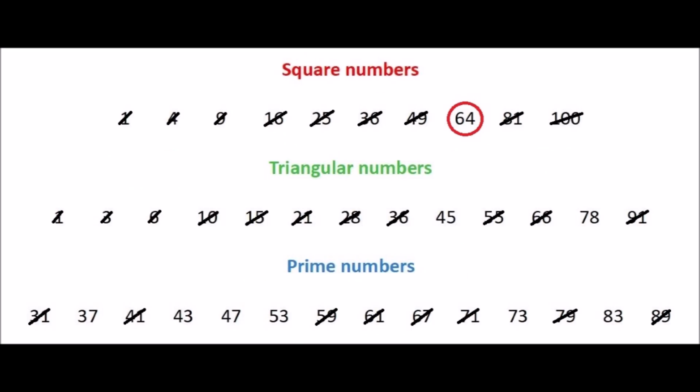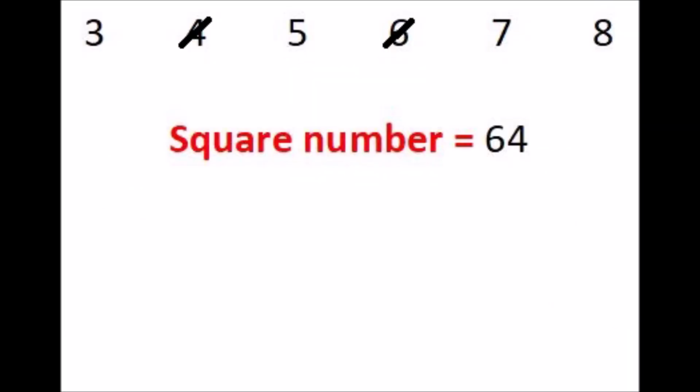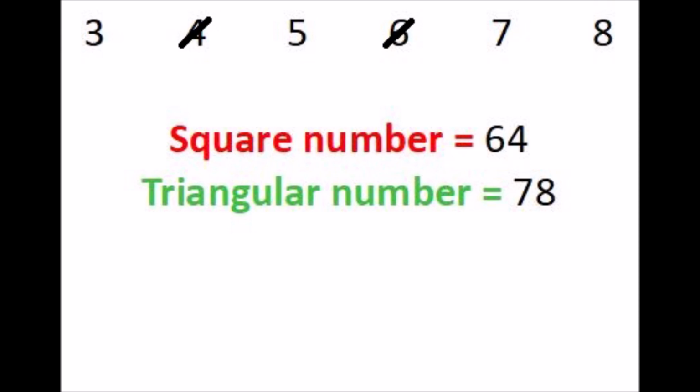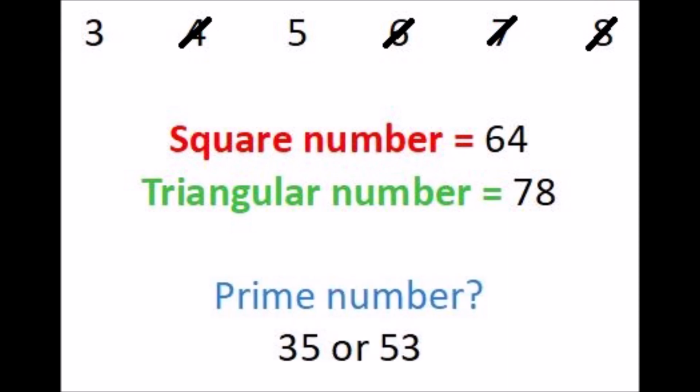And so that means the square number has to be 64, which means the triangular number must be 78 because 64 contains a 4, which the 45 also does. And so, if the triangular number is 78, that leaves the digits 3 and 5 left. And so the prime number has to be either 35 or 53. And 35 divides by 5, so that's not a prime number. But 53 is, because it only divides by 1 and 53.